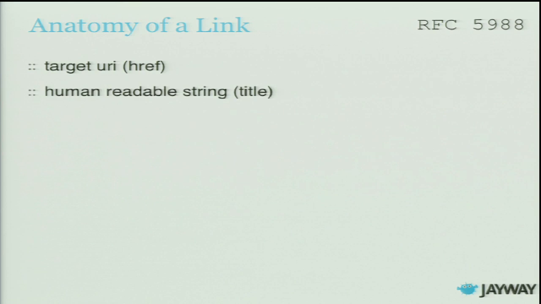So if we take a look at what a link is, what are the parts of a link? Obviously you need to have some kind of target where the link points to. So what happens when you click the link, what resource is accessed. If you look at HTML, you often have a description also for the humans. So we can read a link and understand what happens when we click the link.